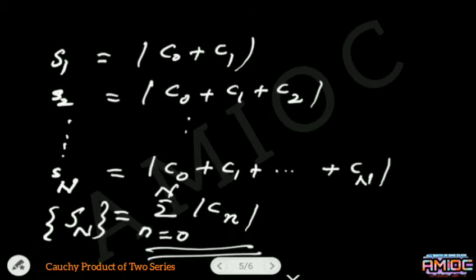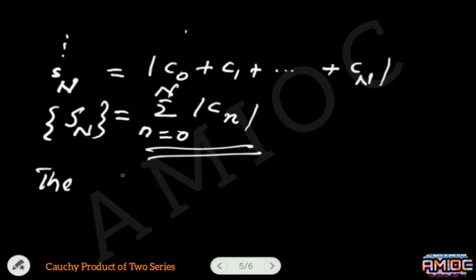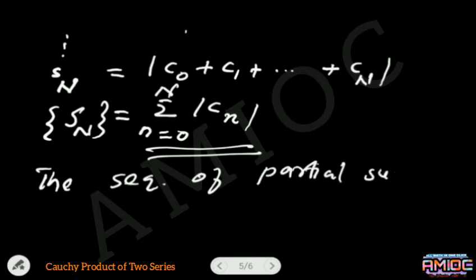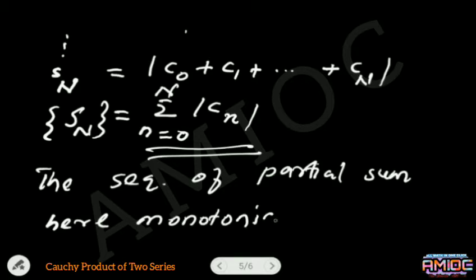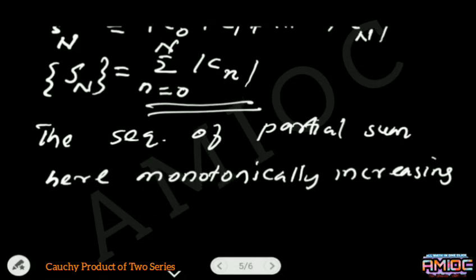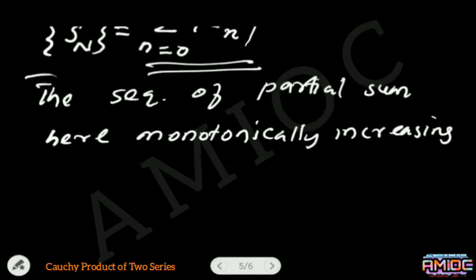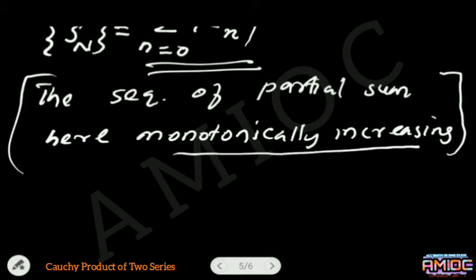What about the partial sum of the series, this sequence? The sequence of partial sums here is monotonically increasing. Is there any result relating the convergence of a sequence and monotonicity? If a sequence is monotonically increasing, then it is convergent if and only if it is bounded above.